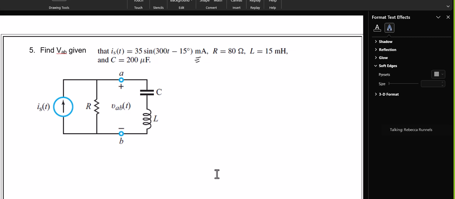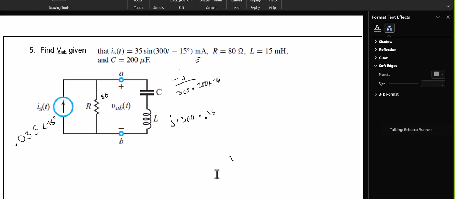First thing I'm going to do is get all these as phasors. So the current is going to be 0.035, angle negative 15. R is 80. C is minus J over 300 times 200 times 10 to the minus 6, and L is J times 300 times 0.15.